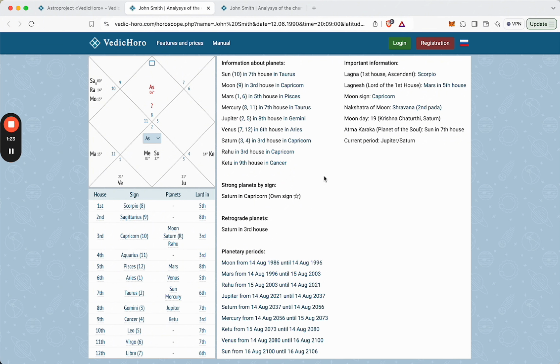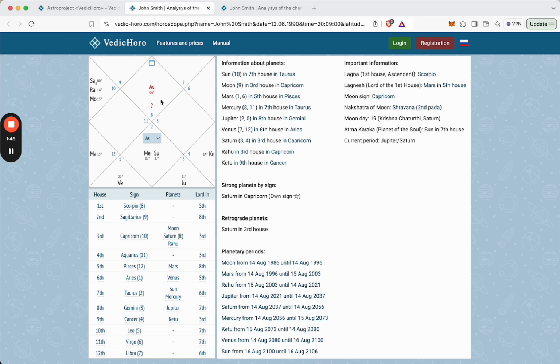So here you can see there is some information about your planets, and important information about your chart in general, which can be very helpful once you start learning about some of these key positions. You can refer to this information for help. So the first place we look in the chart is the ascendant. It's symbolized by AS right here.